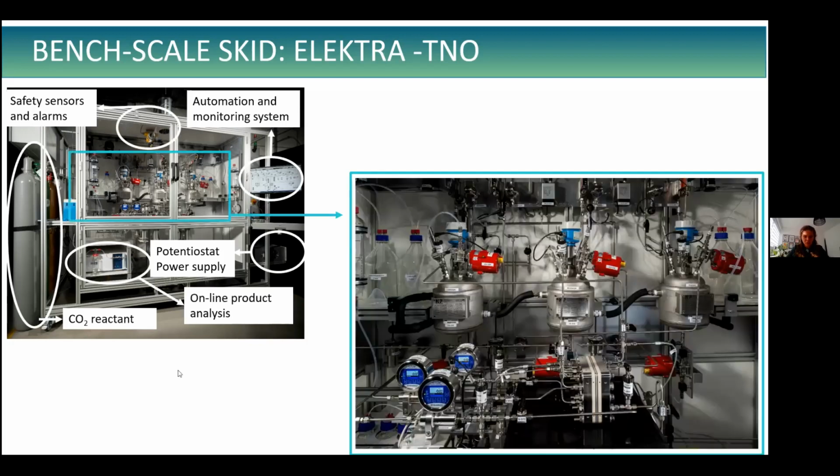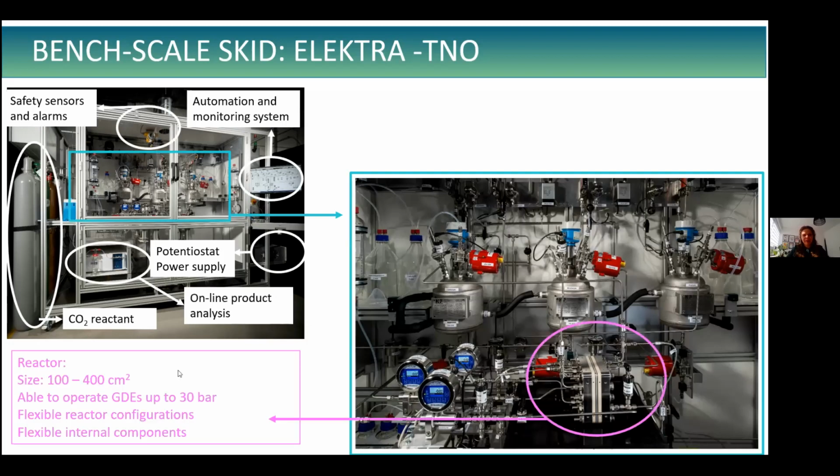And this is the core of the equipment. So we can operate a quite flexible reactor from 100 square centimeters, and we can interchange it for one of 400 square centimeters, and we can have different reactor configurations. It can be operated at high temperatures of up to 85 degrees centigrade and pressures up to 30 bars.